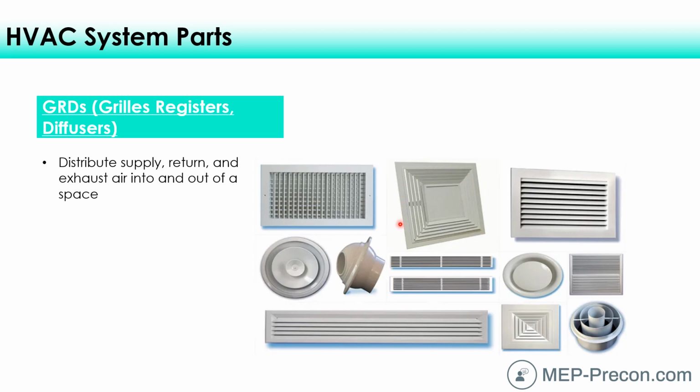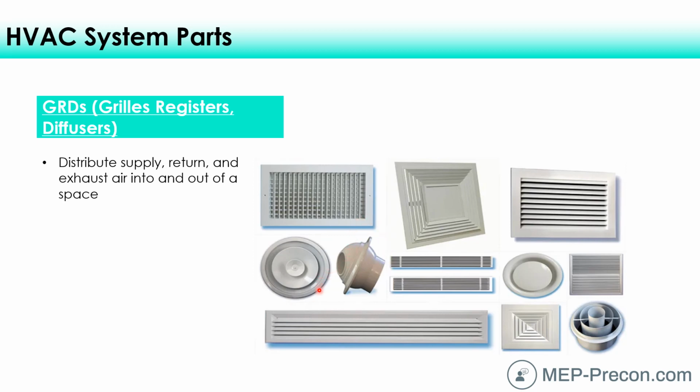A register is typically like a sidewall type of device that you can manually adjust the vanes on, or it could be fixed perhaps. And then a grill is usually something that's fixed, that is usually meant for return air.